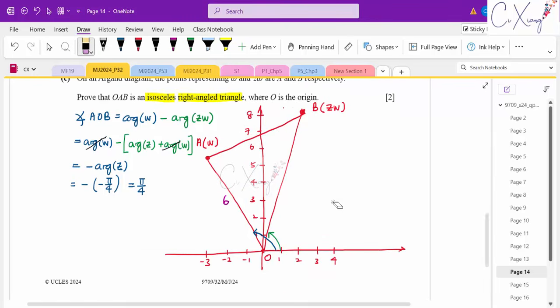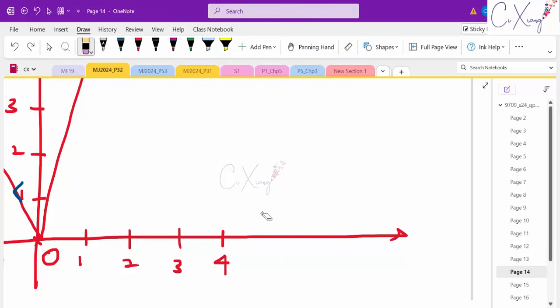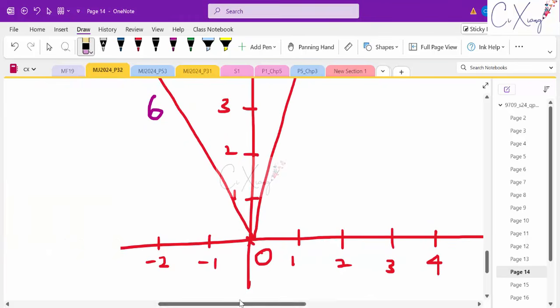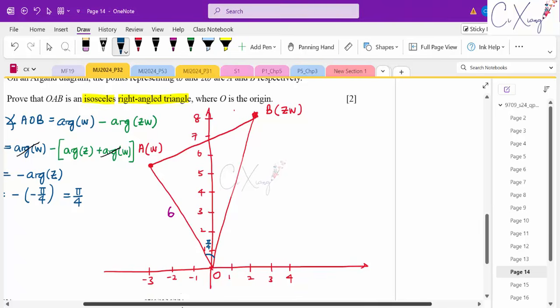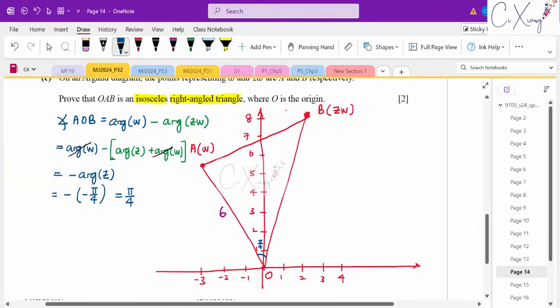Okay, so that means now I successfully get the angle here, which is pi over 4. Let me write it out first. So this angle is actually pi over 4. Okay, then next step, if I want to prove that this is 90 degrees, I feel like it is not as easy.